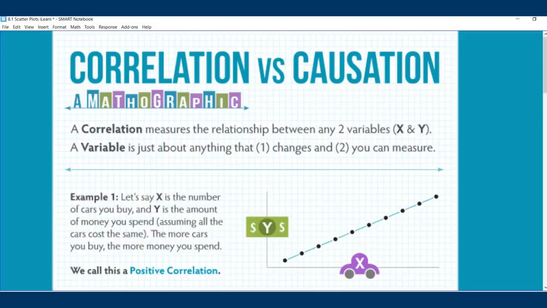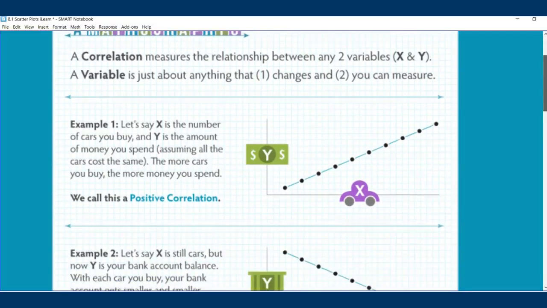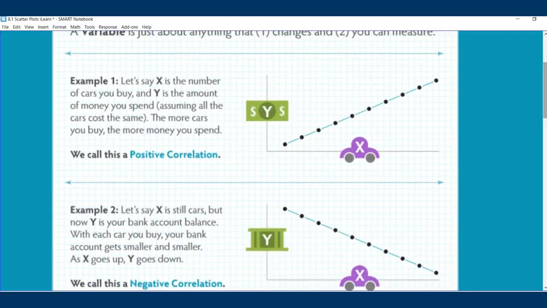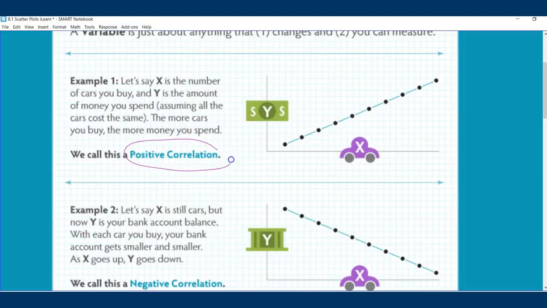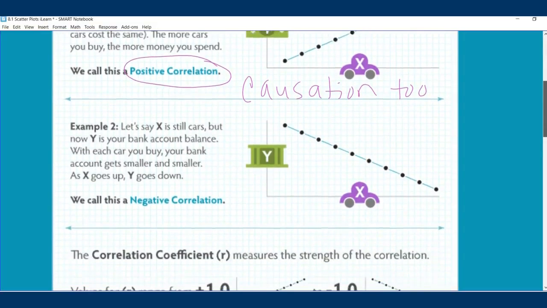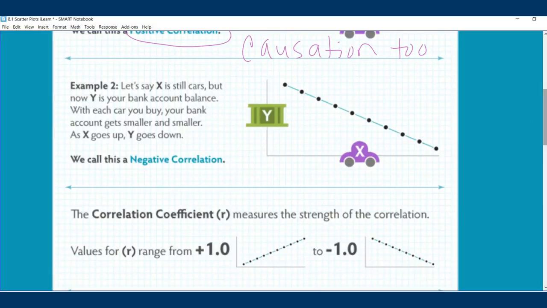Correlation versus causation. Let's go ahead and just recap what we talked about, and then we're going to call it quits. A correlation measures the relationship. So again, we have a positive relationship here. The X is the number of cars you buy, and the Y is the money that you spent. We can also say that is causation because you got to spend some money to buy the cars. The more cars you have, the more money you pay.